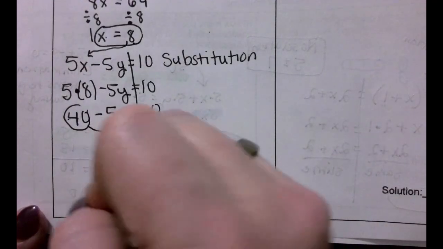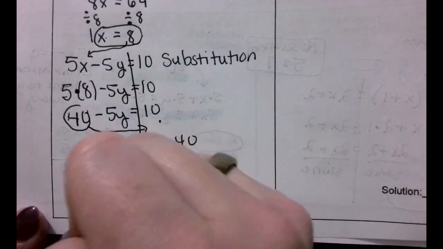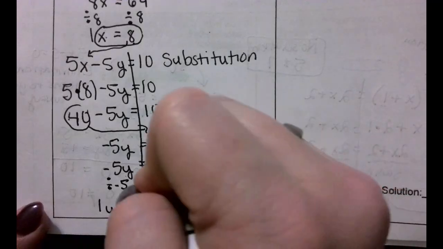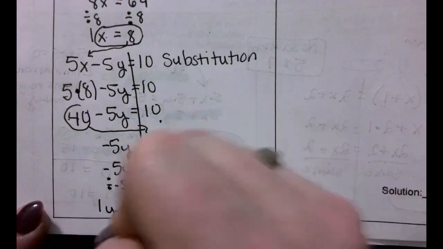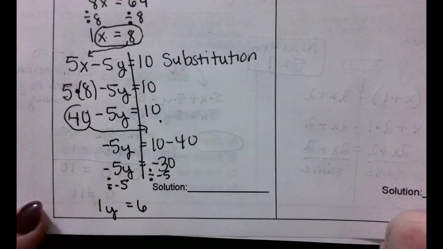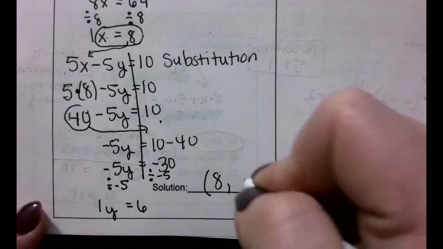And again, I want a 1 in front of the y. To get a 1 in front of the y, I need to divide both sides by negative 5. That's going to give me 1y because negative 5 divided by negative 5 is 1. And then I'm going to do it to the other side. Negative 30 divided by negative 5 is 6. Final step. x is 8 and y is 6.